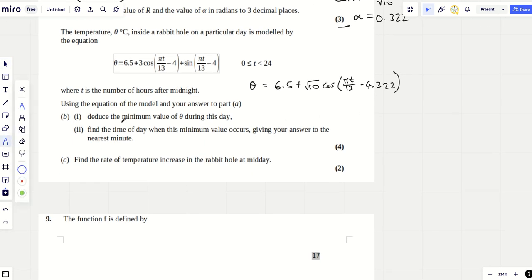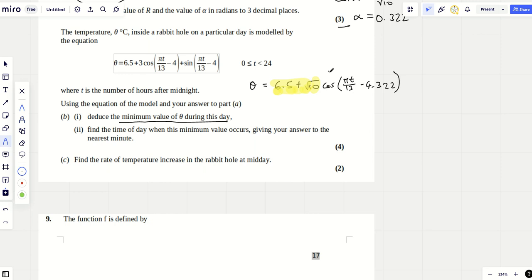Now, deduce the minimum value of theta. Well, this is the way I look at this. If I can just ignore that bit, actually, let me just take that back. If I can just ignore the bit without the 6.5 plus root 10, just think about cos of stuff.